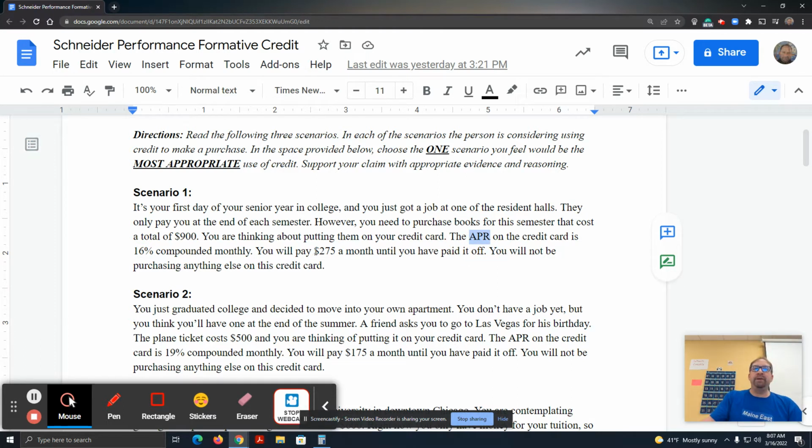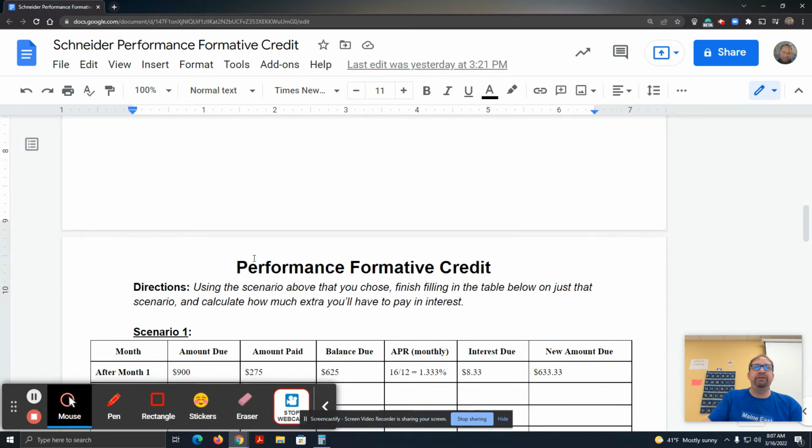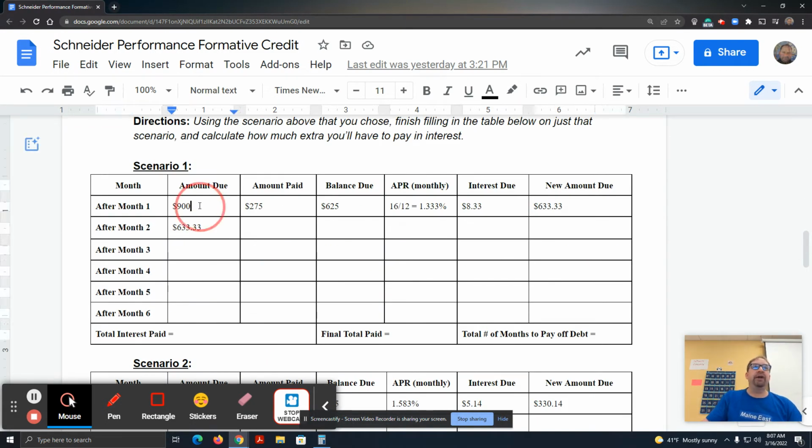Okay, and then we're going to be able to pay $275 a month until we pay it off. So obviously 275 is going to cover the 900. So they're going to charge us finance charges, and we're going to see how this plays out in real life. So as we scroll down, we see our $900 is written in there for us. Okay, we see our amount paid is written in there for us, and so this is the amount that we're charged for the books that we bought, and then $275 is our payment.